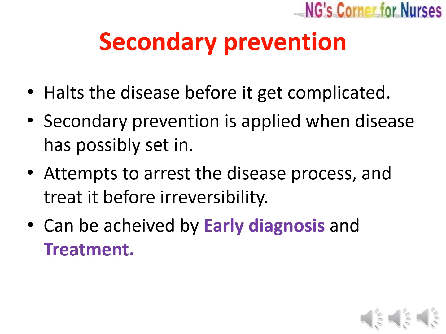Next, coming to the secondary prevention. Secondary prevention halts the disease before it gets complicated. So it is applied when disease has possibly set in, that is, it attempts to arrest the disease process and treat it before it becomes irreversible. So secondary prevention starts after the disease has appeared, but in the early stages. And by this secondary prevention, we can stop the progress of the disease. It can be achieved by early diagnosis and treatment.